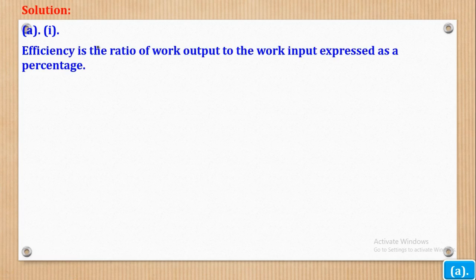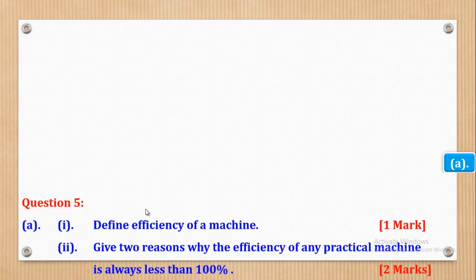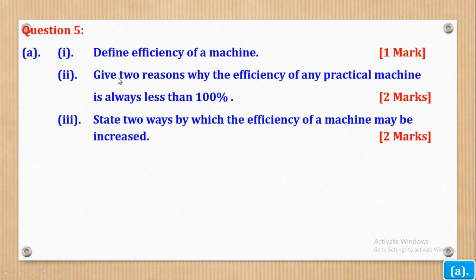So your command says that efficiency is the ratio of work output to work input expressed as a percentage. So now we shall go to Roman 2. Roman 2 says, give 2 reasons why the efficiency of any practical machine is always less than 100%.